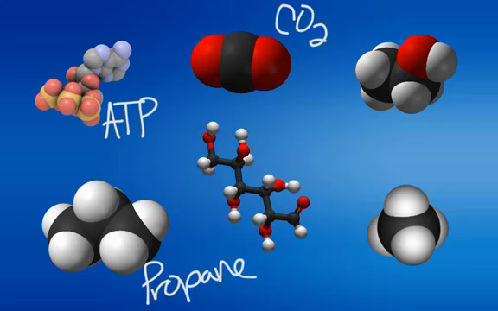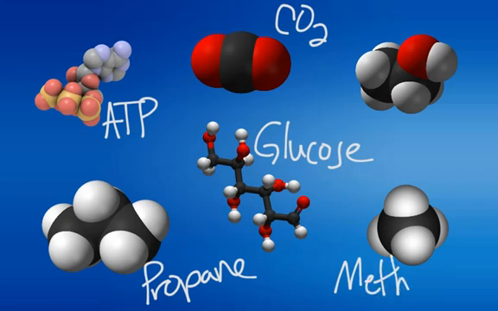Here in the middle, we have glucose, which is a monosaccharide. It's a sugar that's used by most living things as a major source of energy. In the bottom right, we have methane, which you've probably heard of. And in the top right, we have ethanol, which is an alcohol, like drinking alcohol.